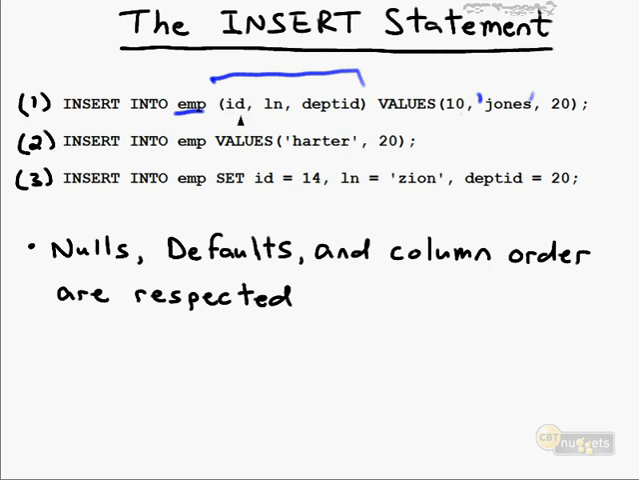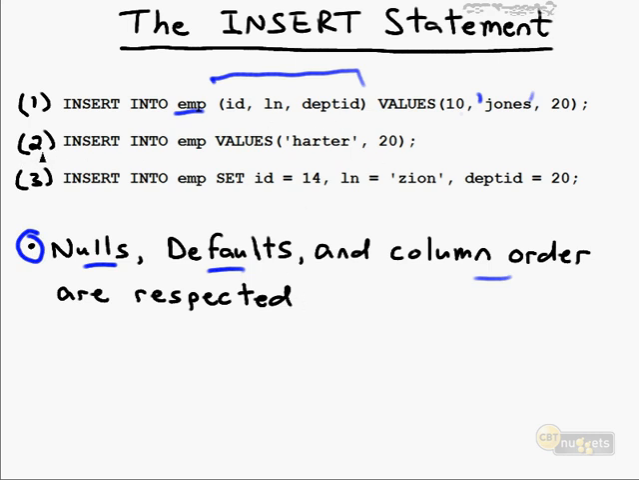Now, I said that the column list is optional. Best practice, in my humble or not so humble opinion, is to always include your columns in your insert statement. It's possible to get away without using them, but you have to be really careful and you have to be really on top of the data in your table. Nulls, defaults, and column order are all respected out of the box in MySQL.